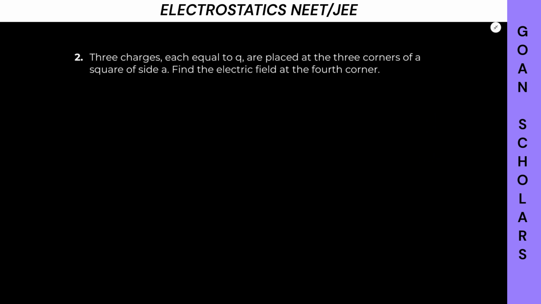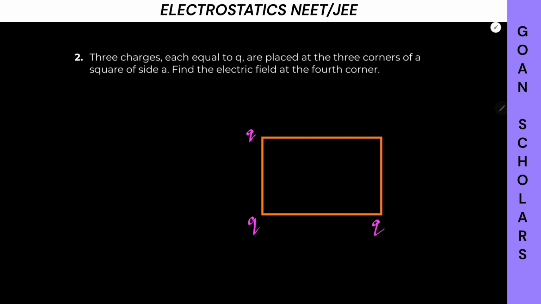Question 2 says, 3 charges each equal to Q are placed at 3 corners of a square of side A. Find the electric field at the 4th corner, okay? So let me draw a square here. Let's assume this is our square, and 3 charges are there, each of magnitude Q, placed at the 3 corners of a square of side A. Each side is A. We have to find the electric field at which one? The 4th corner, correct?